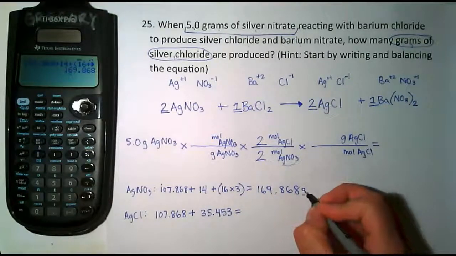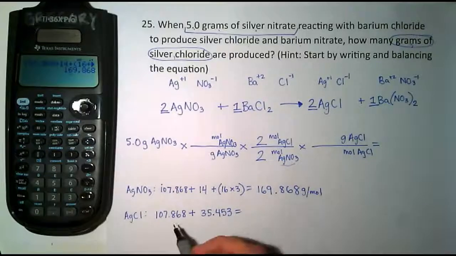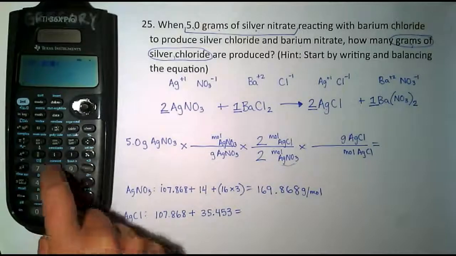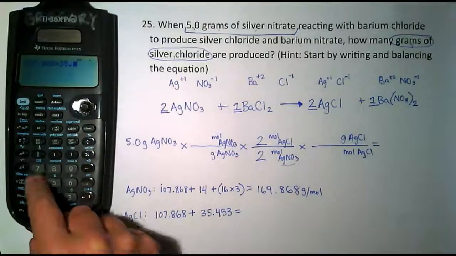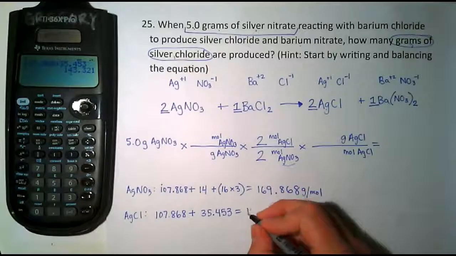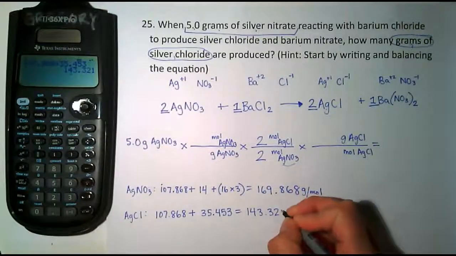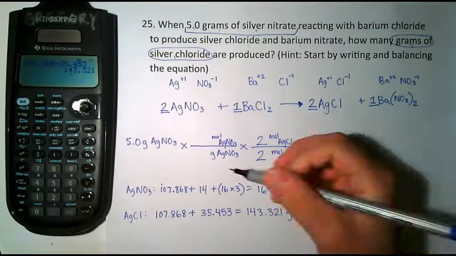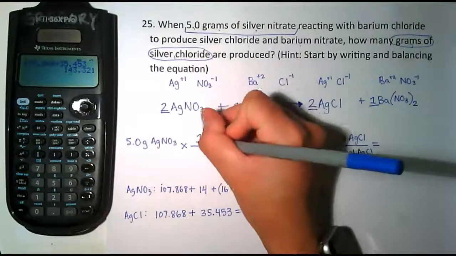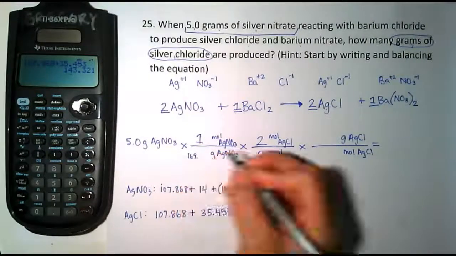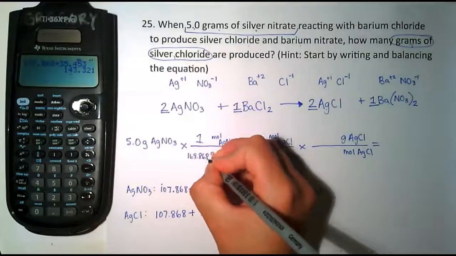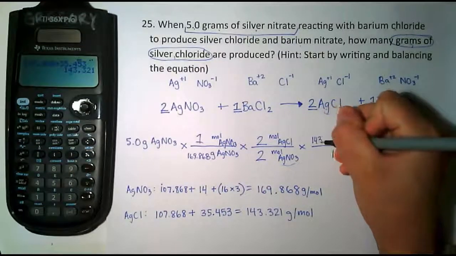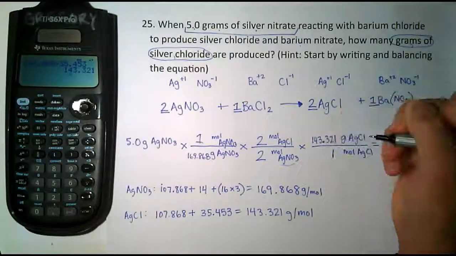169.868 grams per mole for silver nitrate, and then we need to do 107.868 plus 35.453, which gives us 143.321 grams per mole for silver chloride. So now we just need to fill in these values. For silver nitrate, 1 mole of silver nitrate is going to be 169.868 grams, and then 1 mole of silver chloride is going to be 143.321 grams of silver chloride.